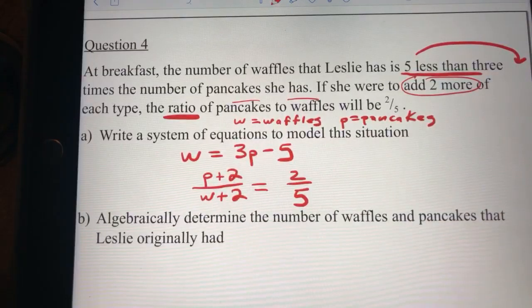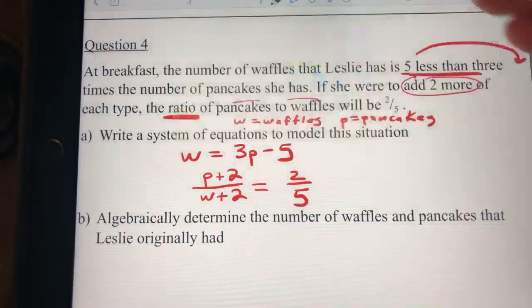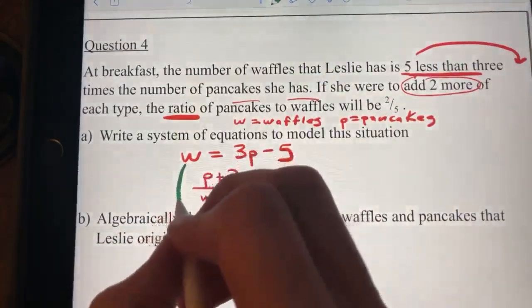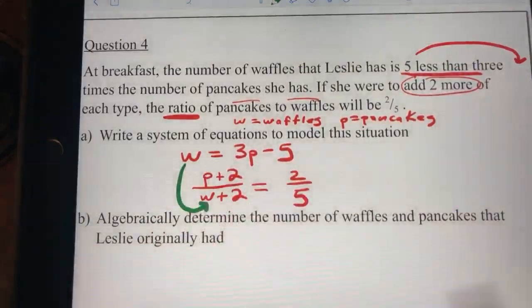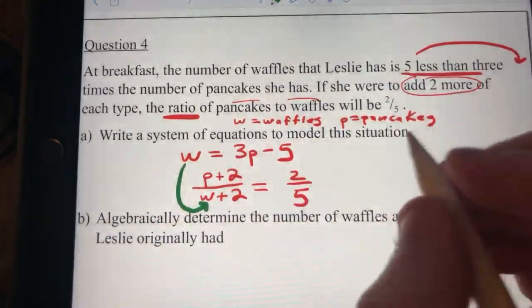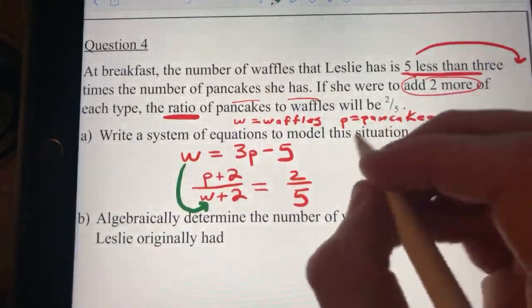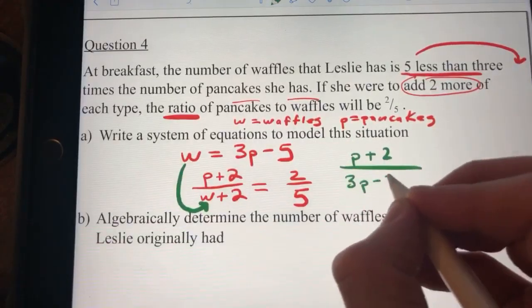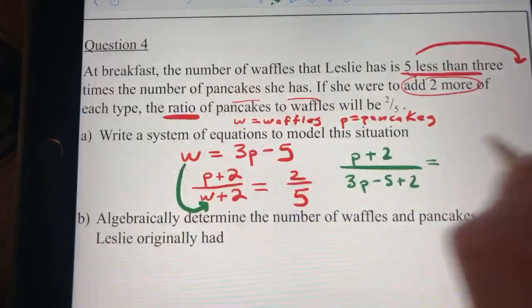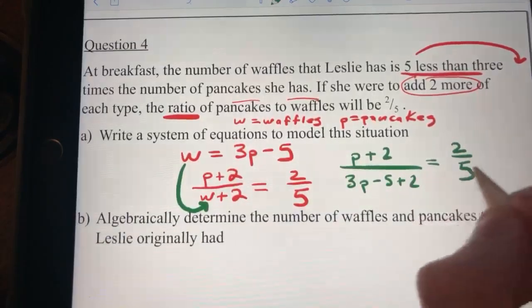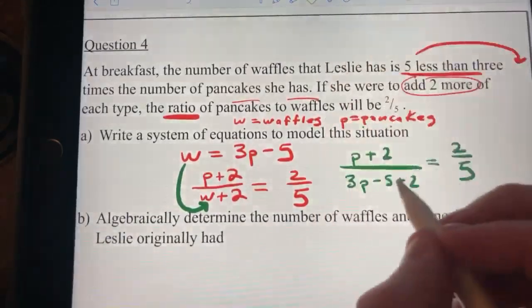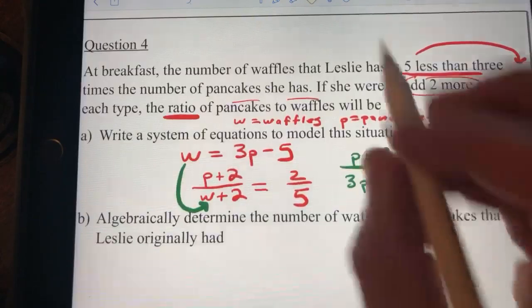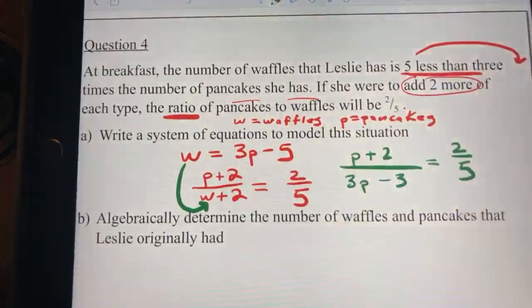Like I said, that was really the tough part. What would be probably the best way to actually solve this? The best way to solve this would be, I would say, substitution. Okay, right away, whenever I see something already solved for, I want to use substitution, right? Obviously not a convenient elimination example. So notice what I did. I replaced W with 3P minus 5. I'm going to do the math there. Minus 5 plus 2 is going to be minus 3, just to clean it up slightly.